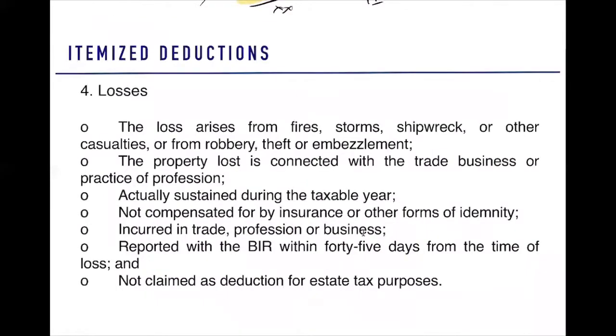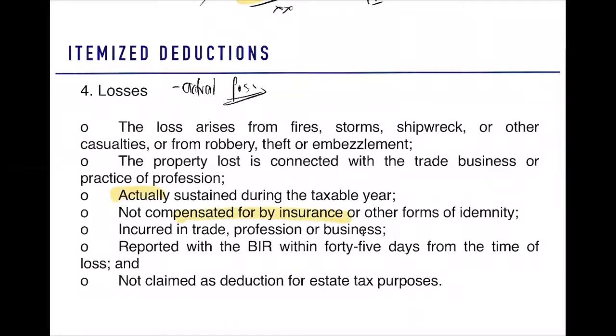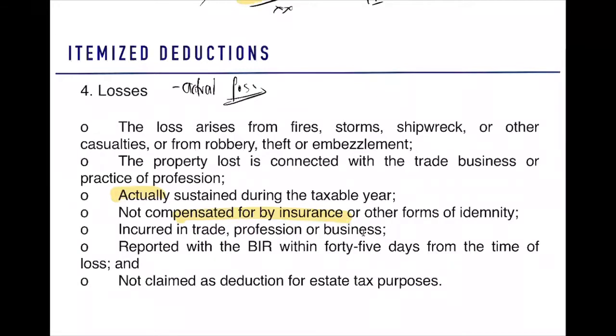Next type of itemized deduction is your losses. So for losses, this must be based again on your actual loss. So this must be based on your actual loss, and it must not be compensated for by insurance. Because guys, if ever it is compensated for by insurance, you did not incur any loss already. You did not incur any loss because it is already compensated. So it is necessary that it must not be compensated.